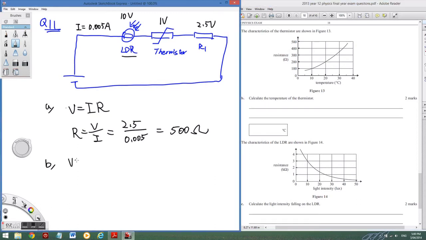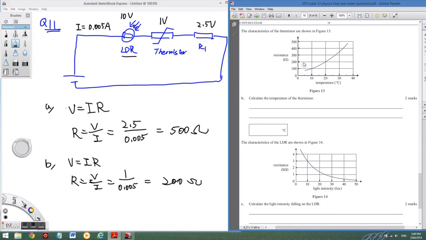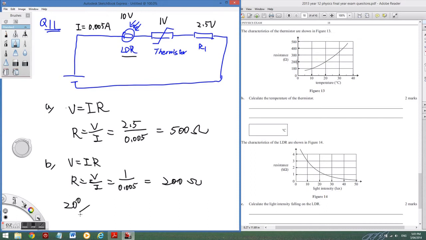And we do the same thing, V equals IR. So I know the voltage is going to be 1, the current doesn't change, it's a series circuit. The current doesn't split up. Now do the calculation, it's going to be 200 ohms. Looking at the graph, for resistance of 200 ohms, it must be 20 degrees. The temperature must be 20 degrees.